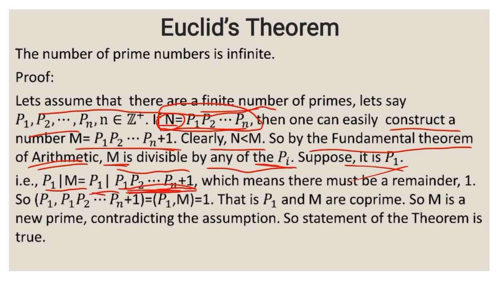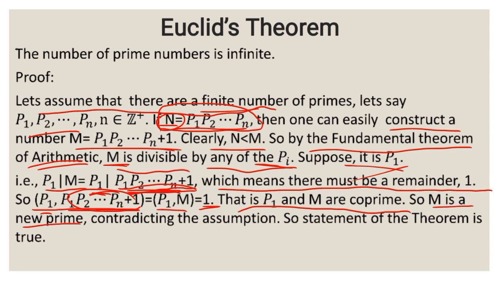Now if p1 divides this, clearly there must be a remainder, and it is 1. So the GCD, the greatest common divisor of p1 and m, is just 1, because that's the remainder 1. If you remember what we've done with Euclid's algorithm, p1 and m are coprime. So m is a new prime number.